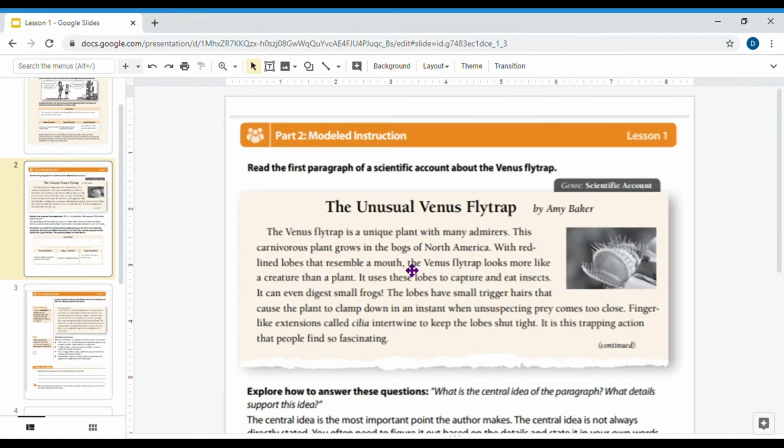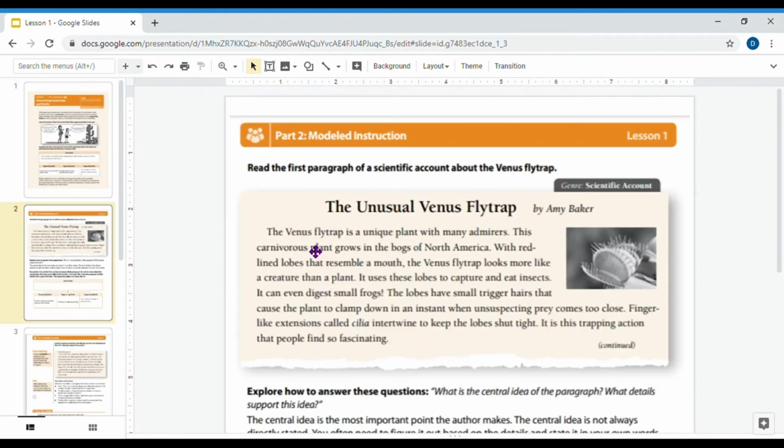My first sentence is, the Venus flytrap is a unique plant with many admirers. And my last sentence is, it is this trapping action that people find so fascinating. So when I'm looking at those two sentences, I see words like unusual and fascinating and unique up here. So I'm going to use those clues and determine my central idea.